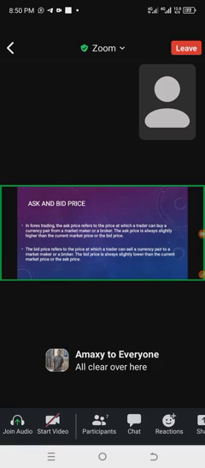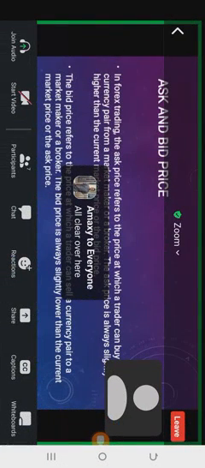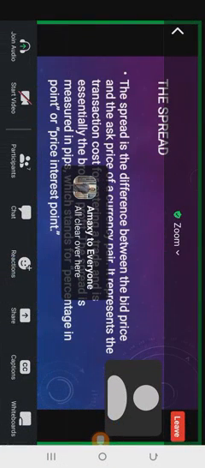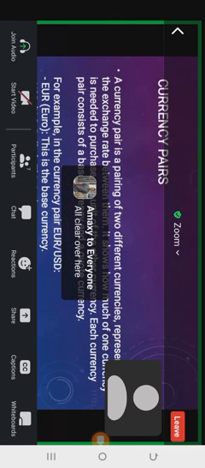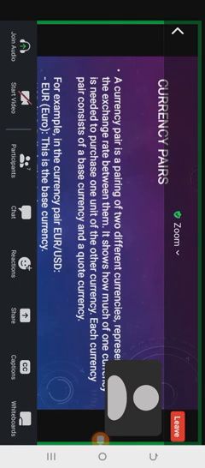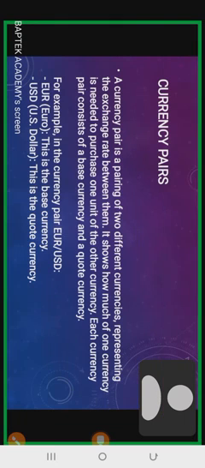So the next thing we'll be looking at, we've talked about the spread, is currency pairs. A currency pair is a pairing of two different currencies representing the exchange rate between them. It shows how much of one currency is needed to purchase one unit of the other currency. Each currency pair consists of a base currency and a quote currency.